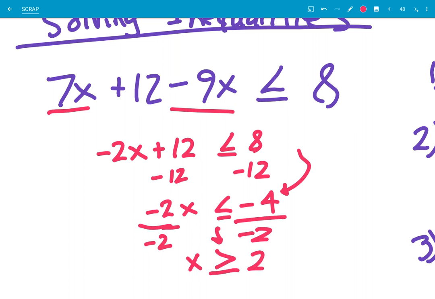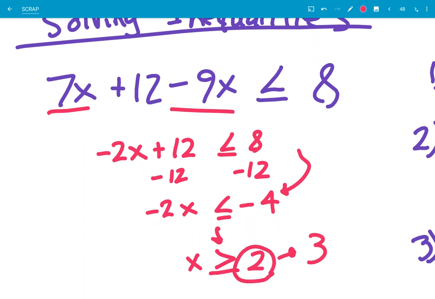And if you think back to this, that actually makes a lot of sense here because if I picked a number that was greater than 2, like 3, for example, and I plug it back in here to this step, that would give me negative 6. And negative 6 is indeed less than or equal to negative 4 because larger numbers in the negatives are actually smaller. Negative 6, although it has a larger amount, it's still technically smaller than negative 4 because it's further to the left.